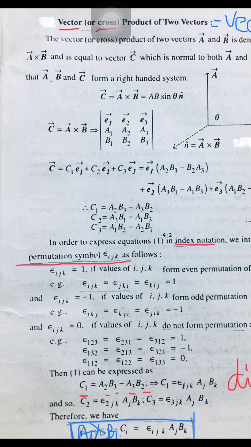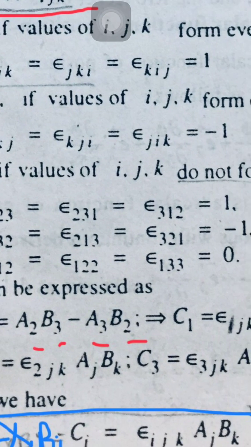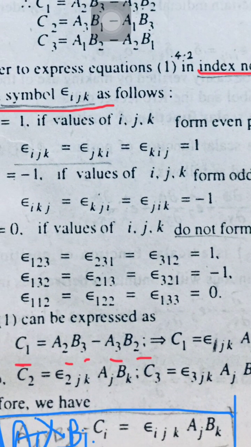But epsilon ijk equals minus 1 when ijk form an odd permutation. Okay, in such a case ikj, kji, jik, that is minus 1. But when they don't form any permutation, in such a case we have epsilon ijk equal to 0. Here, for example, these three values are given to explain clearly.